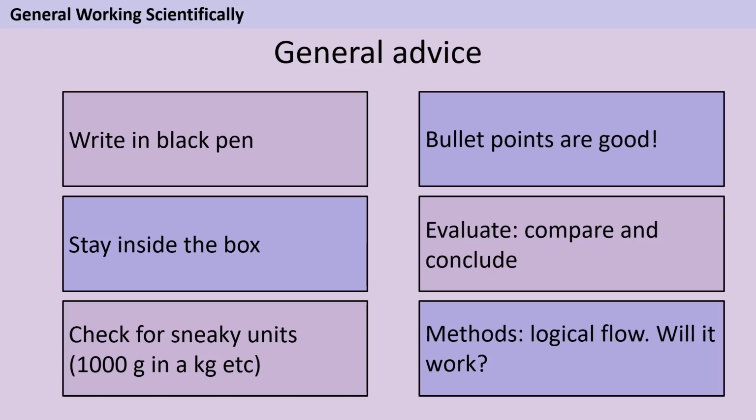If you do end up having to write a method for one of the required practicals or for any practical activity, make sure that it's written in a logical order. You might want to use a numbered list so that if you forget something it's easy to slot in. And make sure that somebody following it would actually be able to get the data to answer whatever question it is you're trying to answer. So make sure that you have told them to change the independent variable, to record the dependent variable, and to control the control variables by keeping them the same.